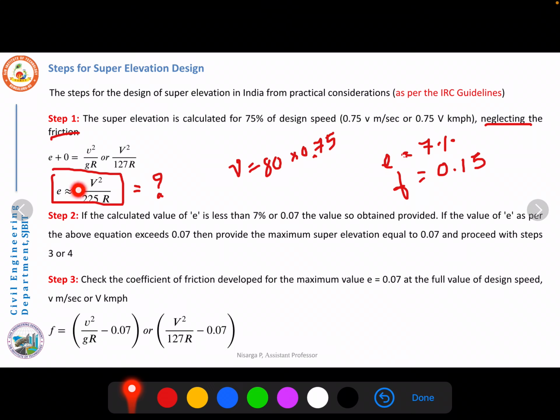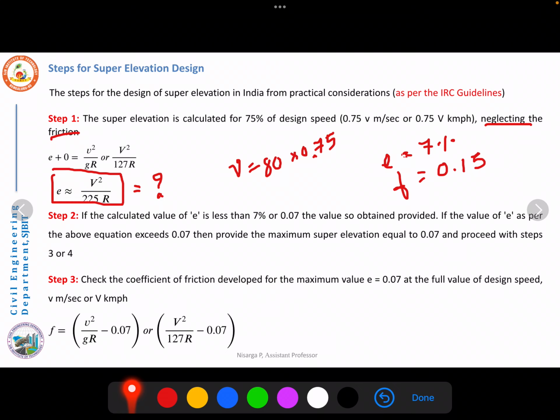If the superelevation obtained from the previous step exceeds 0.07, then the superelevation value has to be restricted to 0.07. This indicates that providing the superelevation alone is not sufficient to counteract the centrifugal force. Then the lateral friction coefficient is also necessary to counteract the centrifugal force. Then in the next, third step, by providing the maximum value of superelevation as 0.07, we need to check the coefficient of friction developed.